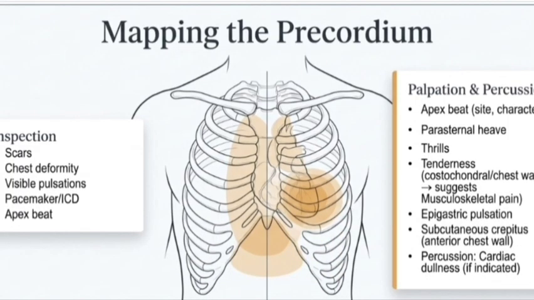Then you come to inspection for scars, deformity, and any visible pulsation. Any devices like an ICD or pacemaker and apex beat are inspected on precordial examination. On palpation of the precordium, apex beat for its location, character, parasternal heave, thrills, any costochondritis-related tenderness, any epigastric pulse. Percussion is usually not done for the cardiac area as it is not specific, but other things should be done.